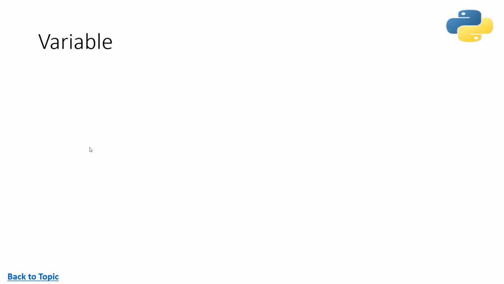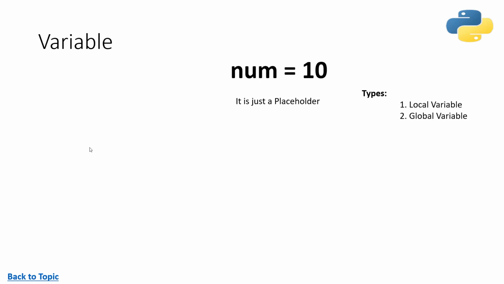Next concept is variable. A variable is just like a placeholder. For example, num = 10. Here, num is just a placeholder for the value 10. There are two types of variables, local variables and global variables. We will learn more about them in our next video.